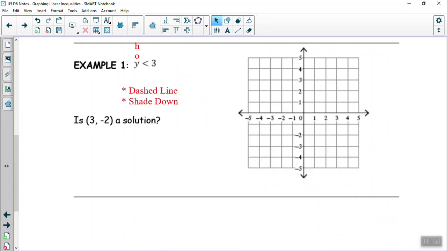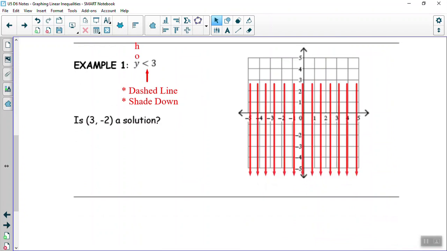That inequality sign tells me that it is going to be a dashed line, because it does not have the equal to sign under it. So it's a dashed line, and because it's less than, it tells me I'm going to shade down. So I'm going to start by graphing that dashed line.